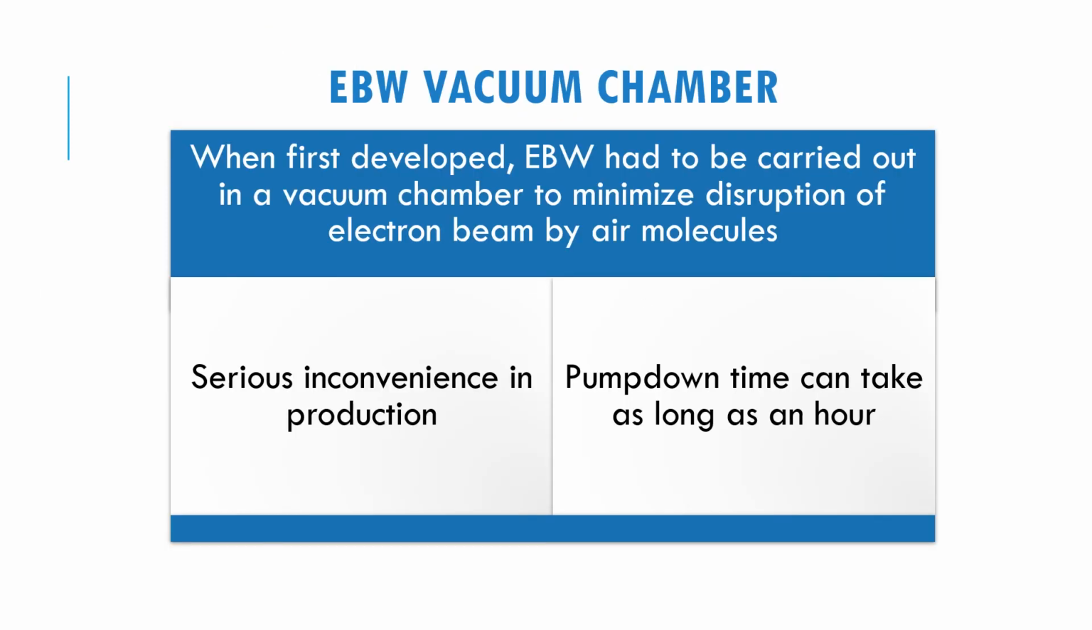Okay, when EBW was first developed, it had to be carried out in a vacuum chamber to minimize the disruption of the electron beam by the air molecules. So this is very inconvenient for production, and also the pump time takes a long time, which is around an hour. Pump down is to make the area vacuum.